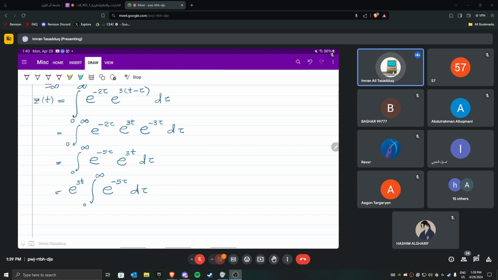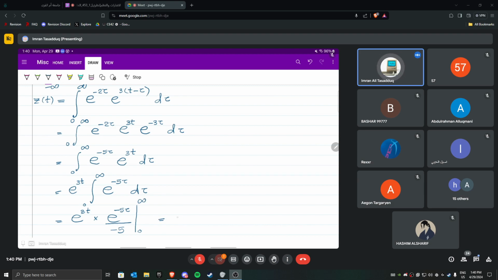All right. Now what should I do? What should be the next? e to the power 3t is a constant, so it is outside. What should I do with this integration? Exactly. So what is the integral of this? It's the same, divided by minus 5. Exactly. So this is equal to e to the power minus 5 tau divided by the differential of minus 5 tau, which is minus 5, and the limits are 0 to infinity, right?